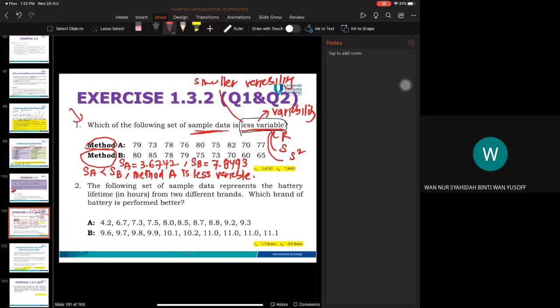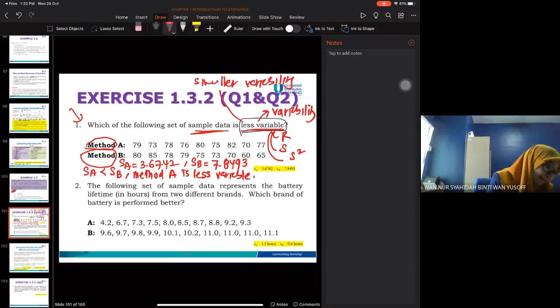Okay, so the variable is battery lifetime. Which brand of battery performs better? We need to know which one performs better. So what value do we have to calculate to know which one performs better? Variability.